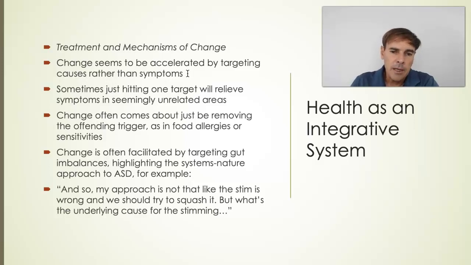And then change often comes about just by removing the offending trigger. I got a typo there, shame on me. As in food allergies or sensitivities. For example, some children respond very well when they remove gluten from the diet. For others, it doesn't seem to make a difference. Well, that kind of makes sense, right? Not everyone is celiac or gluten sensitive. Some people seem to be sensitive to cow's milk. So you have to take this individualistic approach. And then change is often facilitated by targeting gut imbalances, highlighting the systems nature approach to autism.